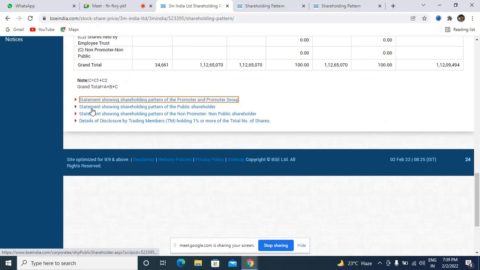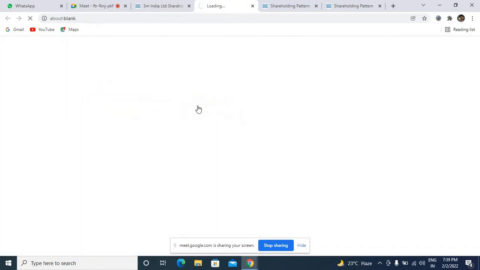Okay, now let us also look at this. See, there are 3 more links. Statement showing shareholding pattern of the public shareholder. Statement showing shareholding pattern of the non-promoter non-public shareholder. Details of disclosure by trading members holding 1% or more of the total number of shares. So this is for people like Rakesh Jhunjhunwala and those people. We will also look at the non-promoter and non-public shareholder statement. First, let us look at this link, the second one. You click on it.